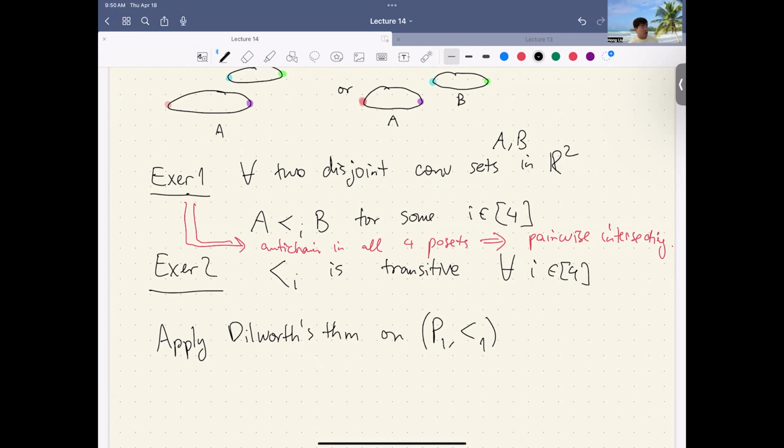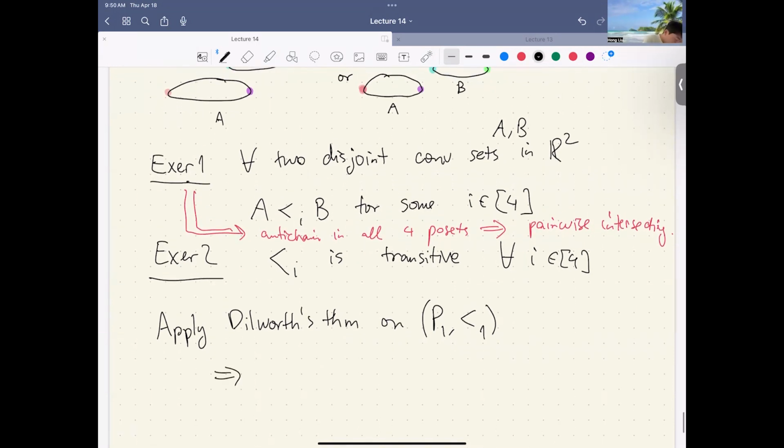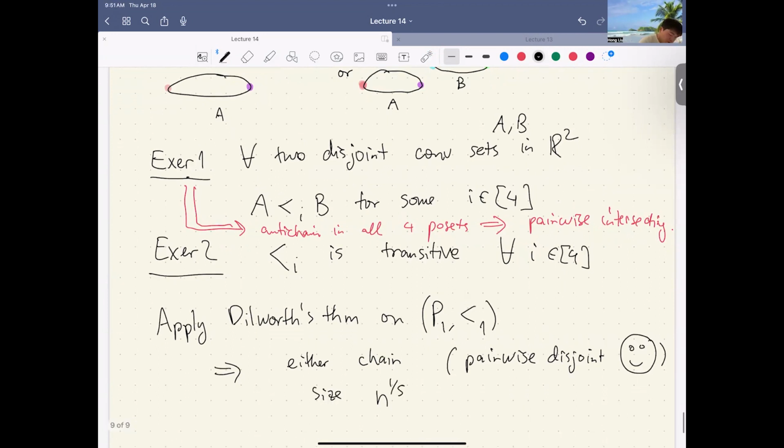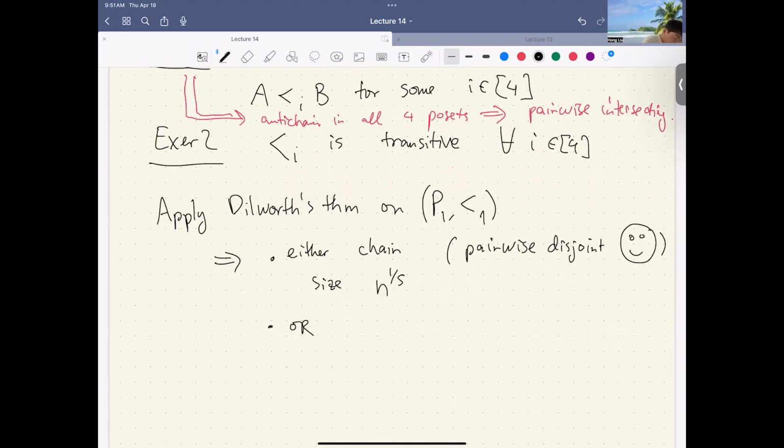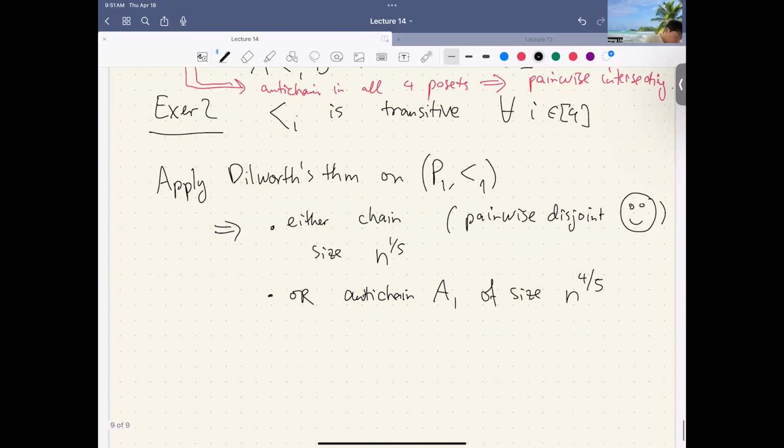With the relation P, partial relation 1, we get either a chain, which is pairwise disjoint, and we are done, of size n to the 1/5, or an anti-chain A1 of size n to the 4/5, right? Dual again.